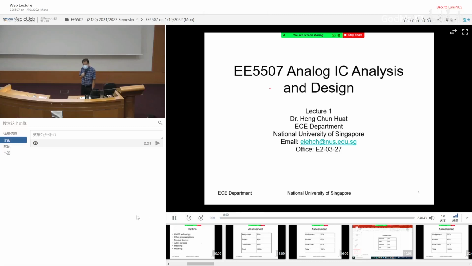Welcome to EE5507. The topic is Analog IC Analysis and Design. There are 45 students. I last checked the Luminus. Last academic year, close to 50 students. It's considered a large class because for this class, we are going to use commercial electronic design automation software, EDA, Cadence. So we have limited licenses. We cannot accommodate too many students.